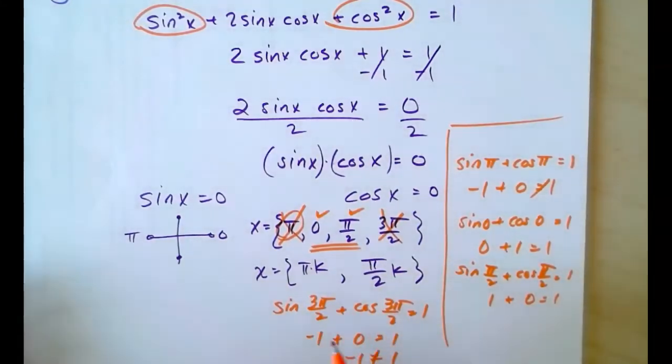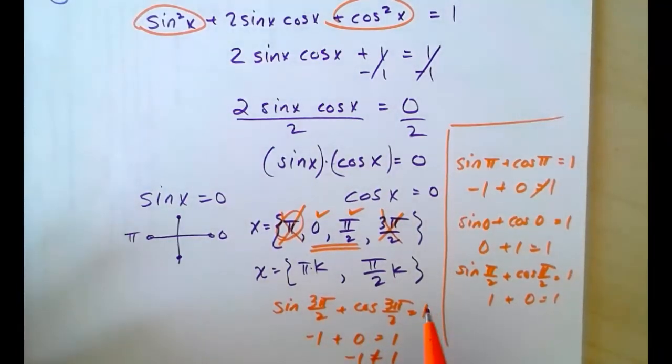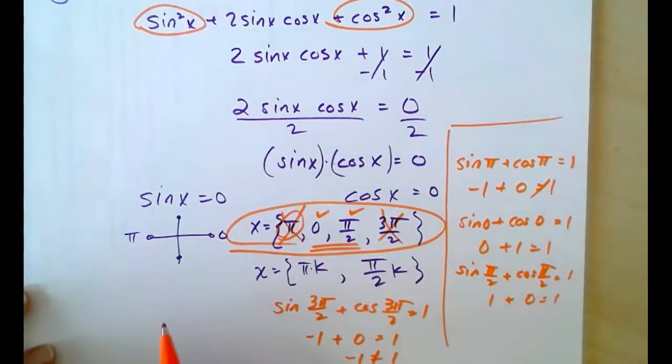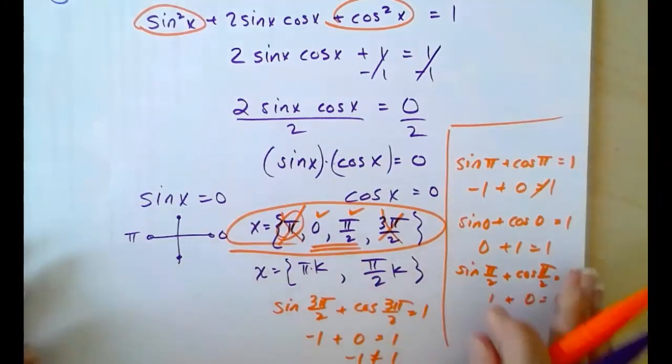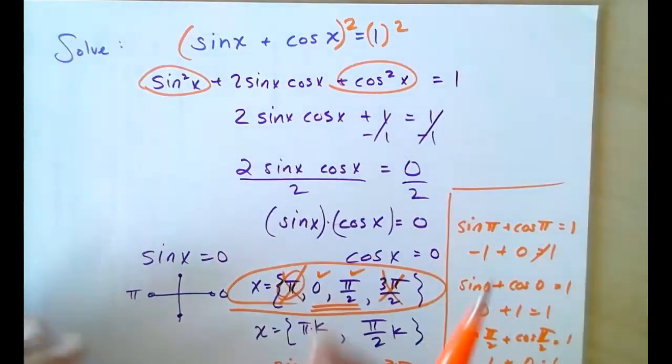So the general solutions are a little bit cranky there. They're still the general solutions, but we've only got two specific solutions that actually work. Remember, super tricky when we square both sides.